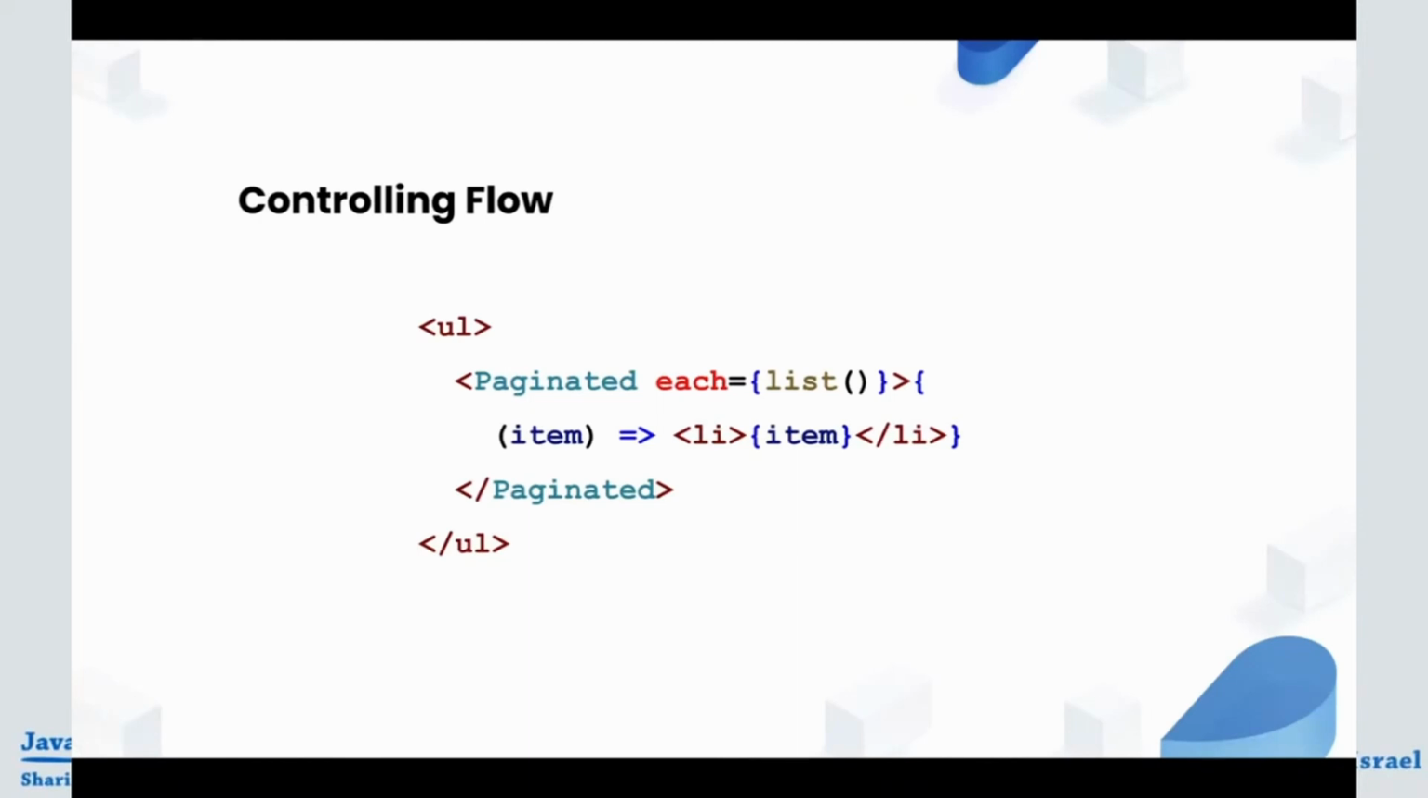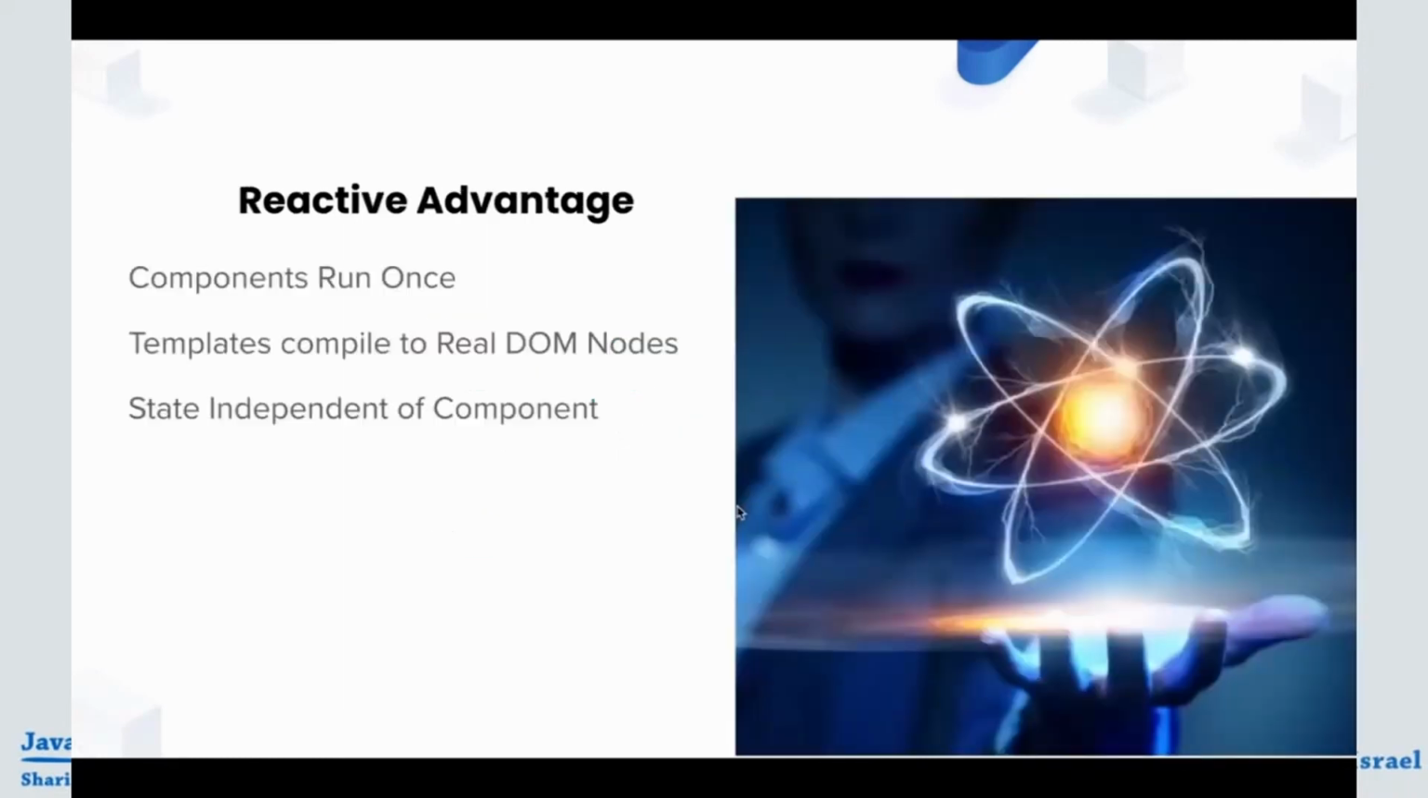And if you don't like Solid's For component, well, it's just a component, write your own. This isn't compiler magic. This is all runtime. Solid transforms the JSX, but everything else is runtime. And that's a reactive advantage, right? Components run once. There's no hook rules or stale closures. Templates compile to real DOM nodes. So this is a really super low abstraction. You can always just dive in and touch the DOM if you want to.